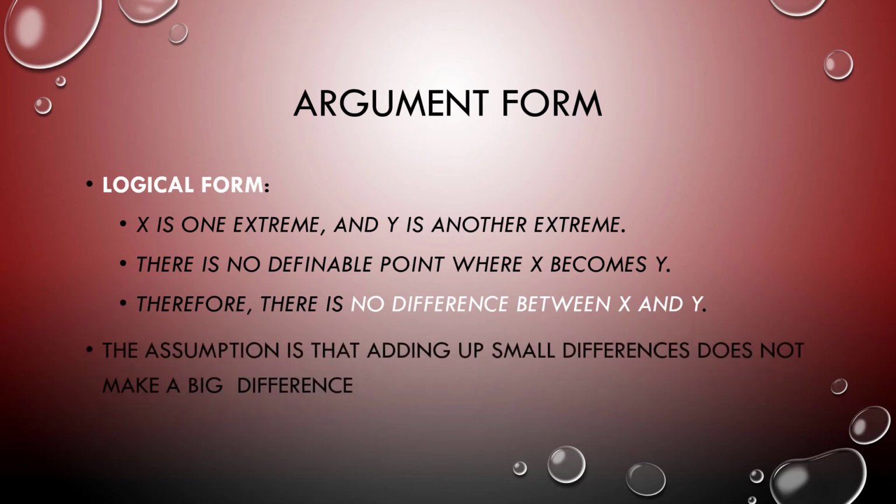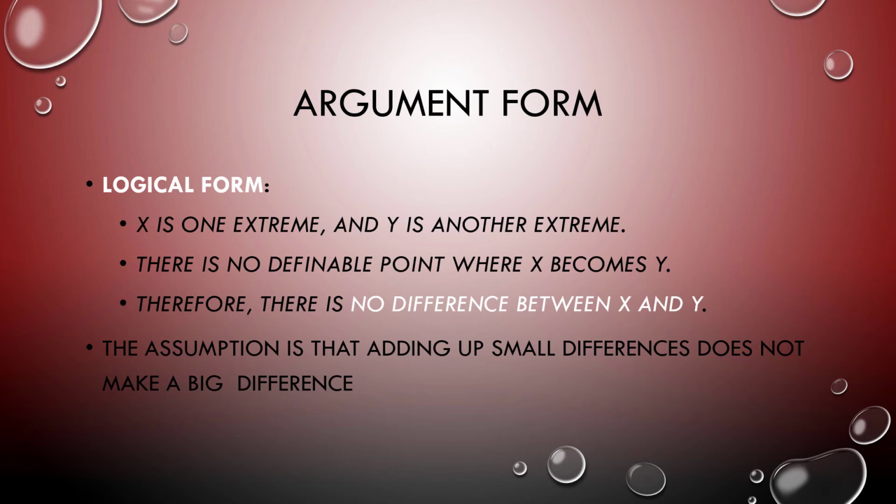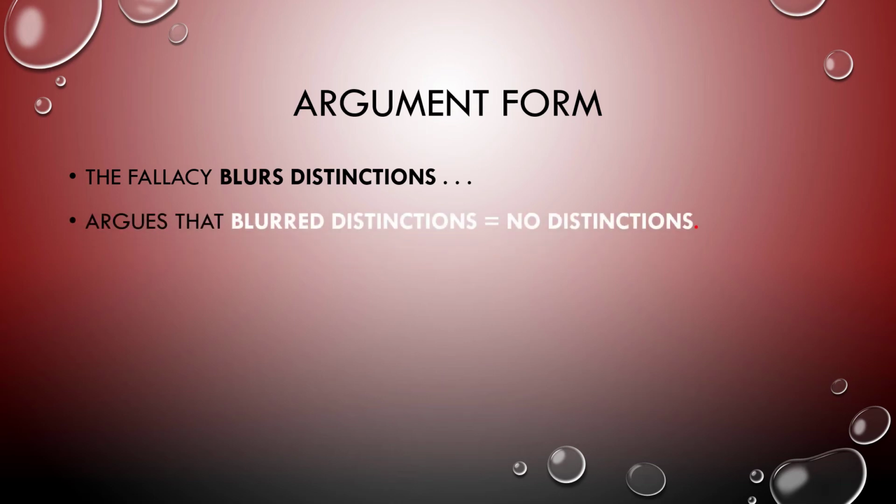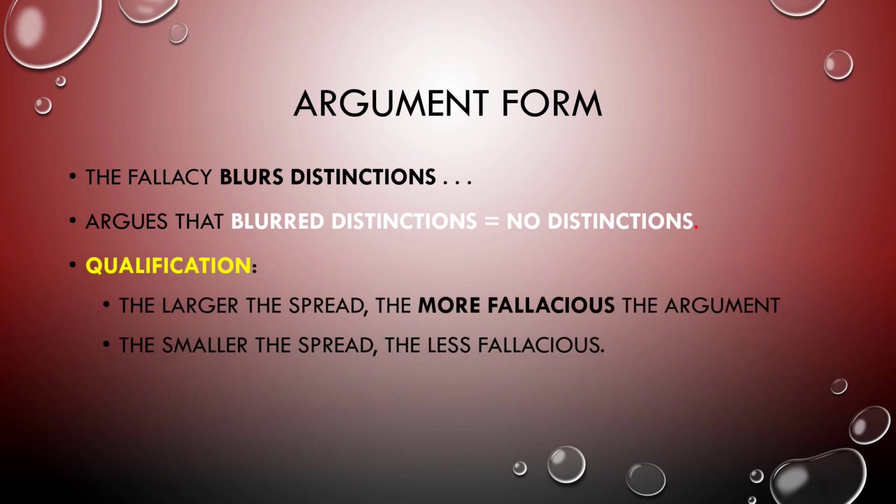The assumption is that by adding up small differences, you never end up with a big difference. 1 differs from 1 million on a continuum of potentially minute and insignificant changes. But is 1 the same as 1 million? Obviously not, or I'd be a millionaire. The fallacy blurs distinctions and argues that blurred distinctions equal no distinctions. The qualification that I have to put in here is the larger the spread, the more fallacious the argument, and the smaller the spread, the less fallacious it is.